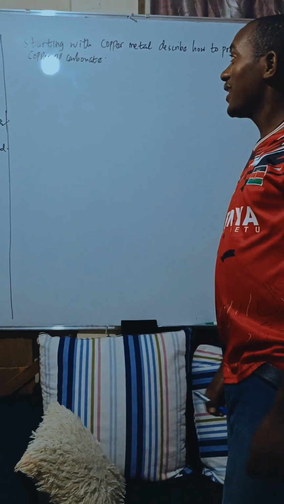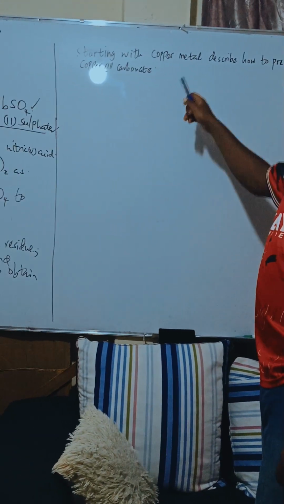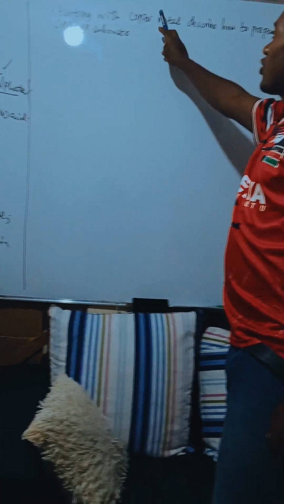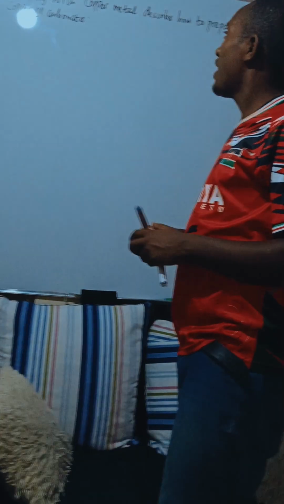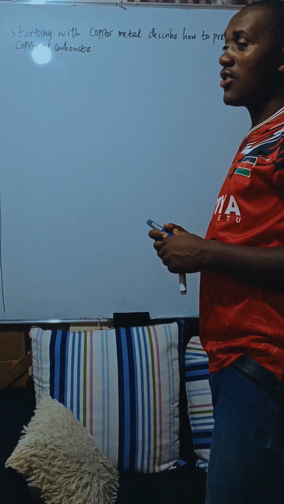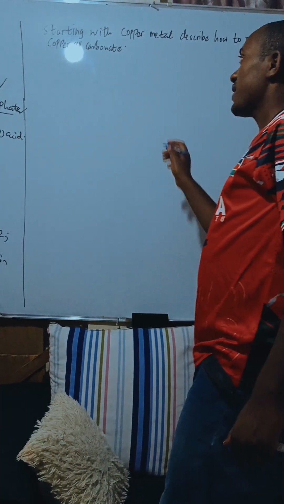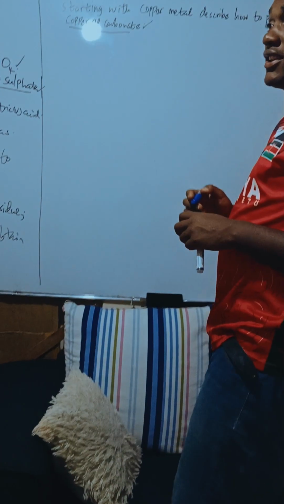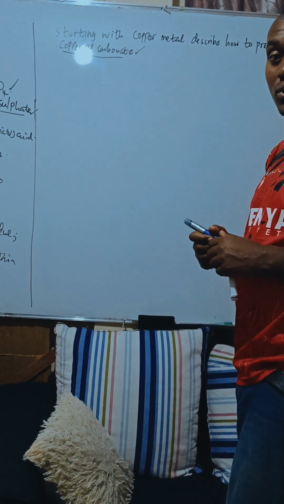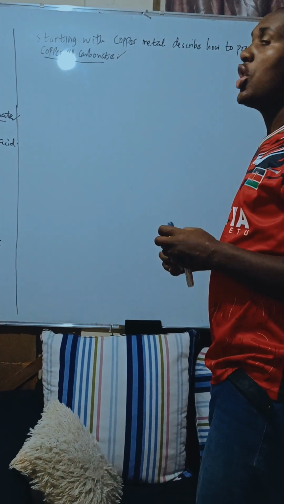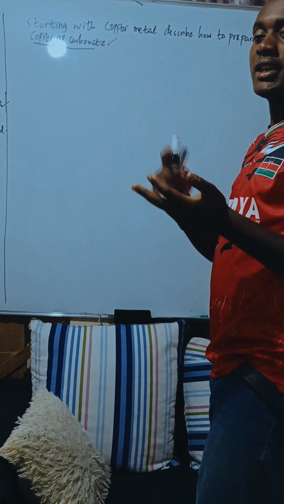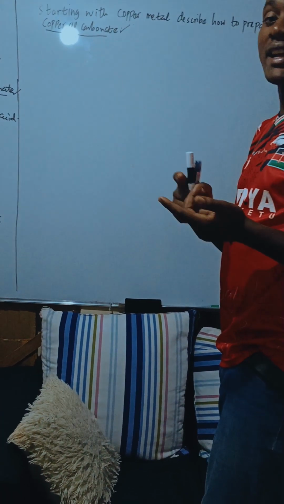Hello guys, we have a problem here, problem number 2, and it starts with the copper metal. Describe how to prepare copper 2 carbonate. The first question you ask yourself is whether this carbonate, the salt, is soluble or insoluble. All carbonates are insoluble except sodium carbonate, potassium carbonate, and ammonium carbonate.